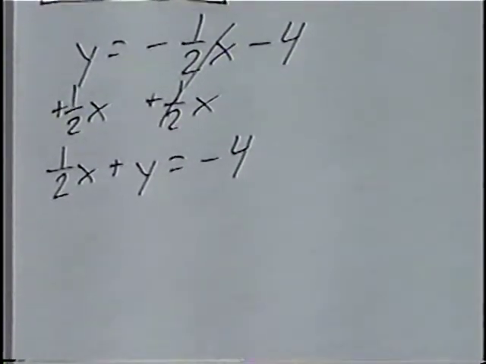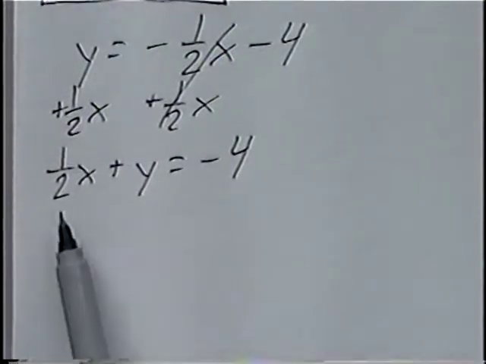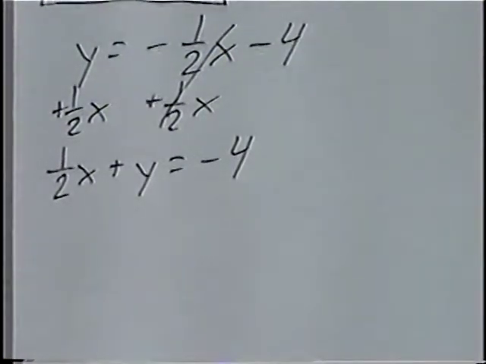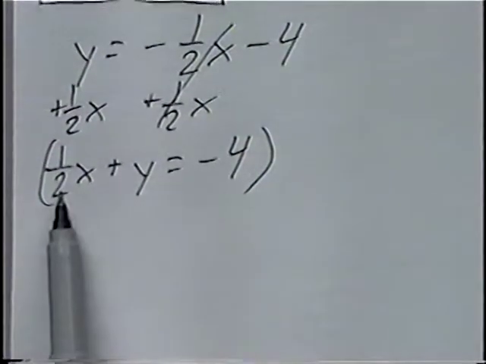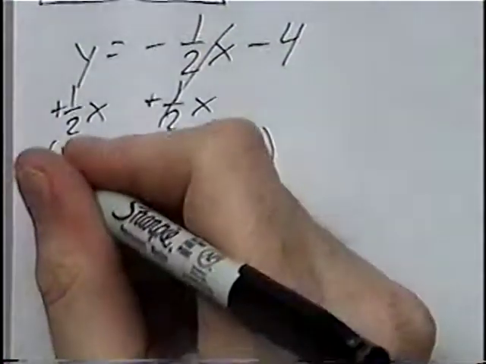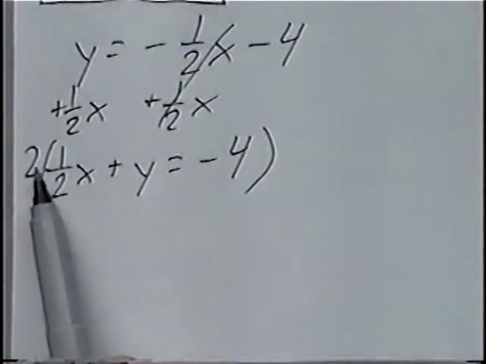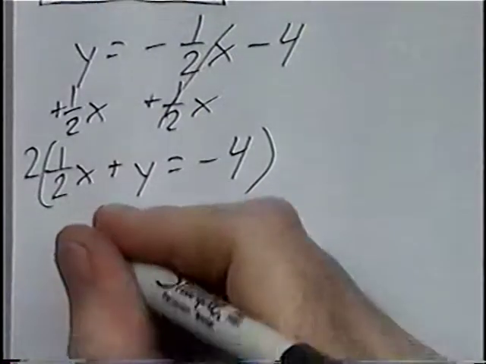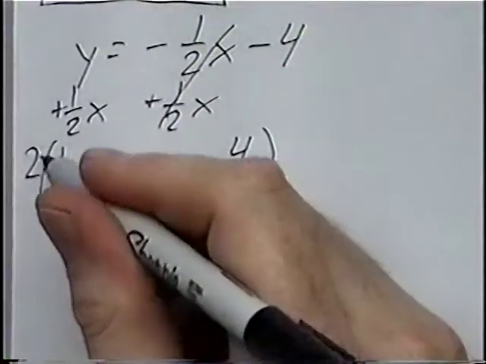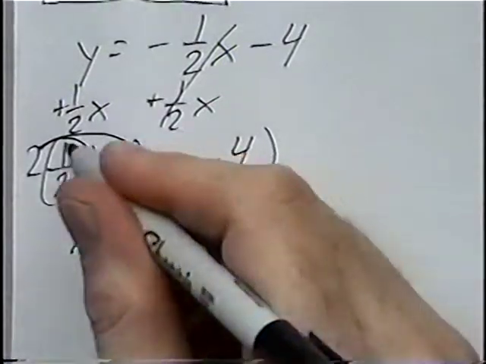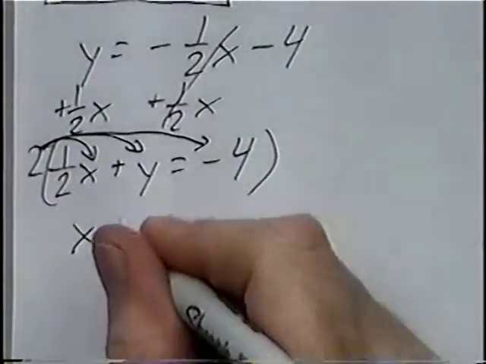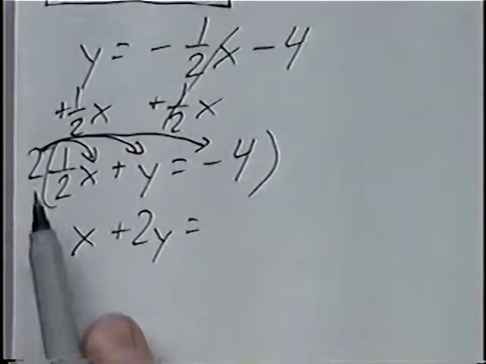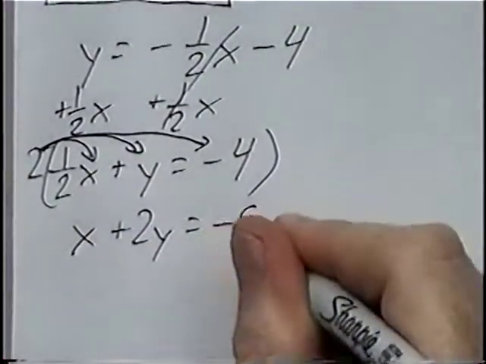Second definition for standard form, a, b, and c have to be integers, which again means no decimals and no fractions. If we have a fraction like 1/2, we can multiply the whole equation by the denominator or bottom number, which is 2. 2 times 1/2 would cancel, so we'll be left just with x, and the 2 will multiply by all of the other terms in the equation. So 2 times y would be 2y, and 2 times a negative 4 would be negative 8.